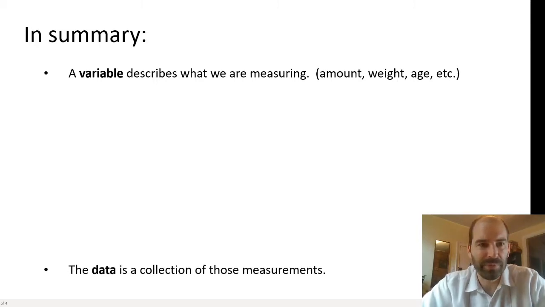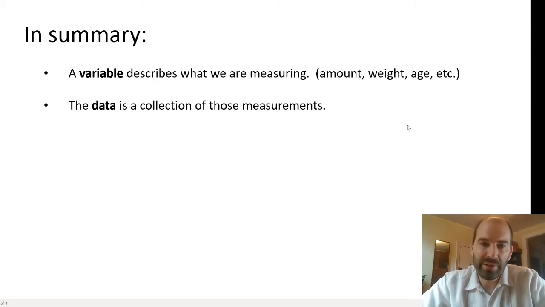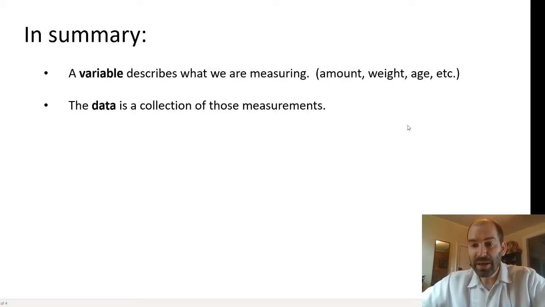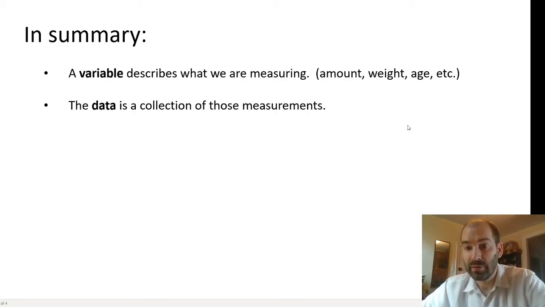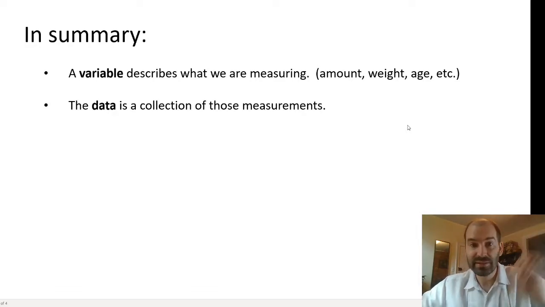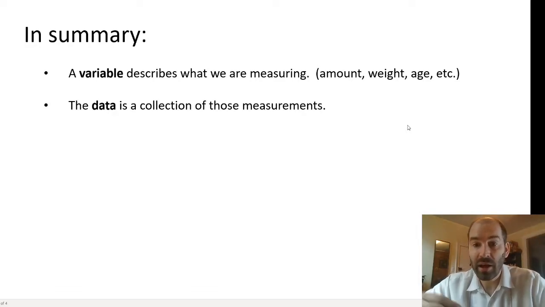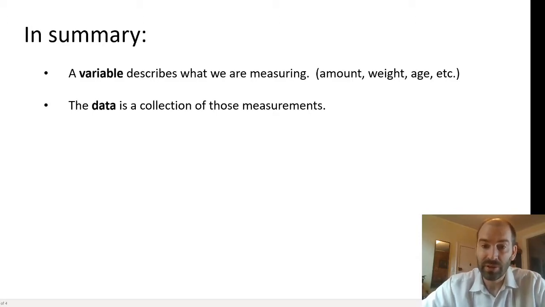That's the variable. What is the data? The data is just the collection of all those measurements. So you go ahead and make those measurements and write them down, and that list is the data. So the data are the values that you get by applying the variable to individuals from either the population or the sample.